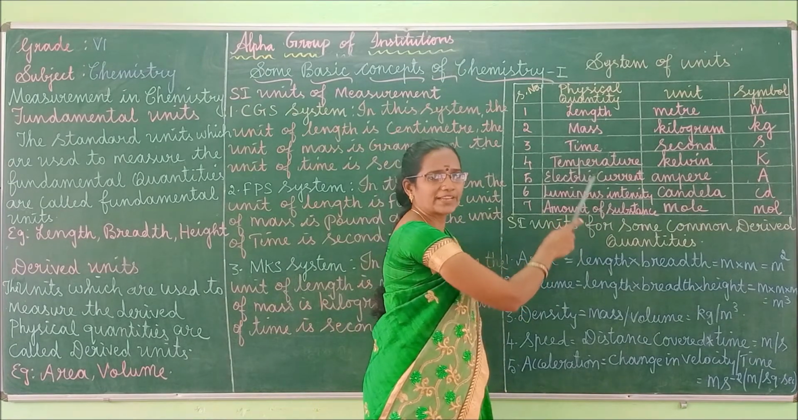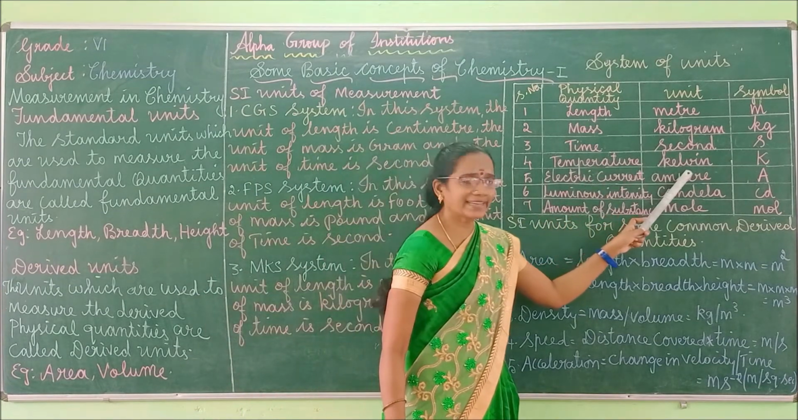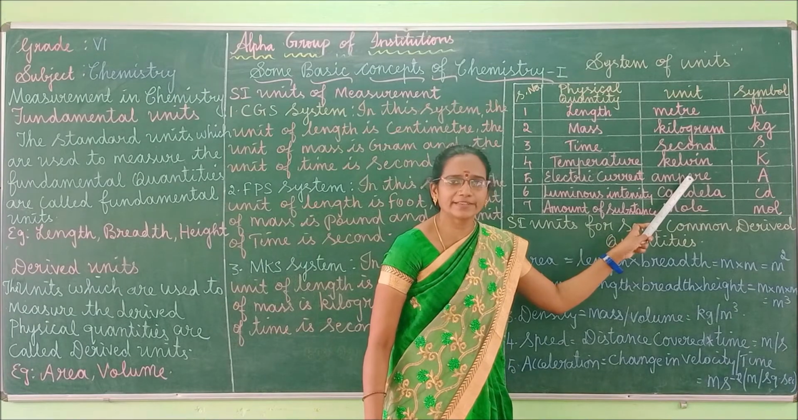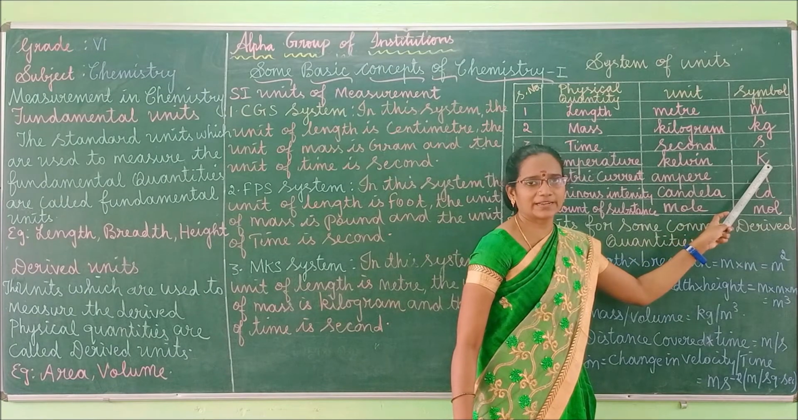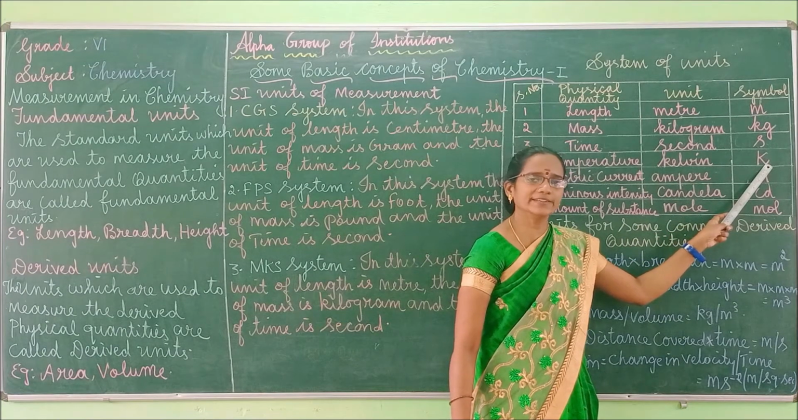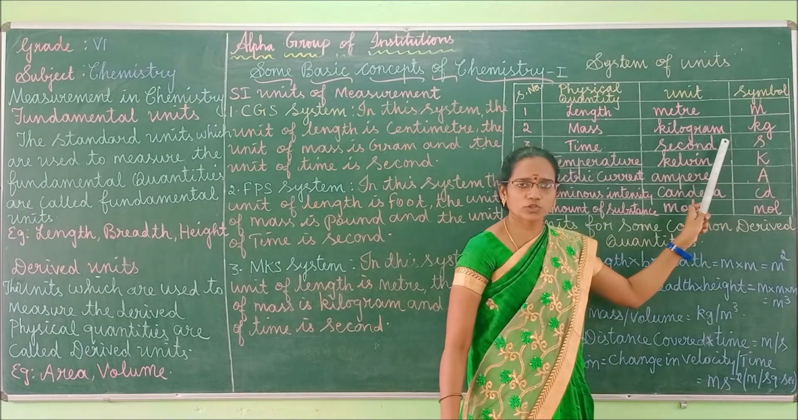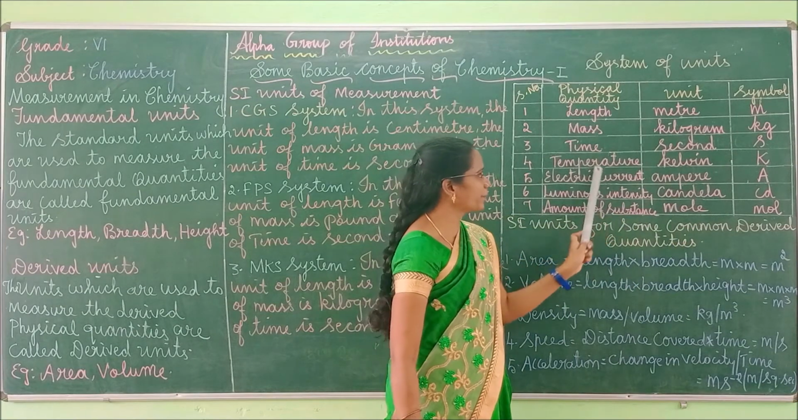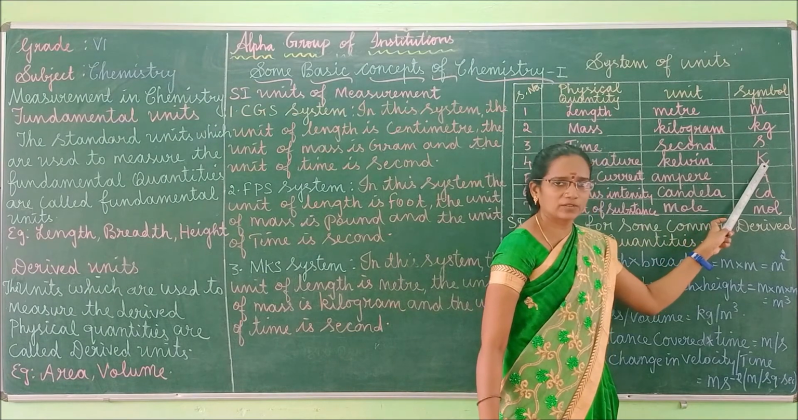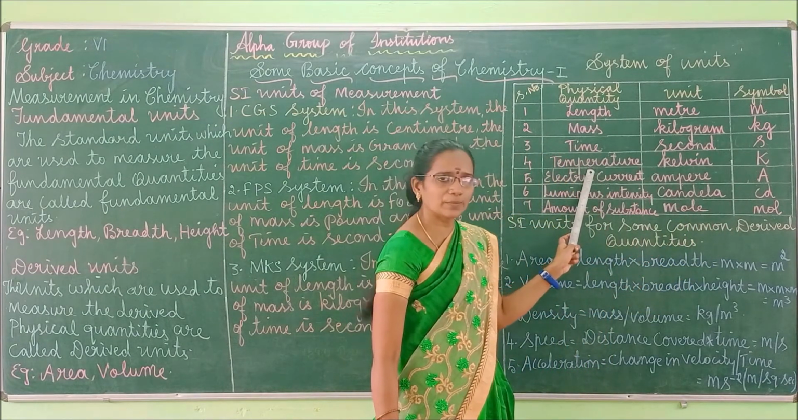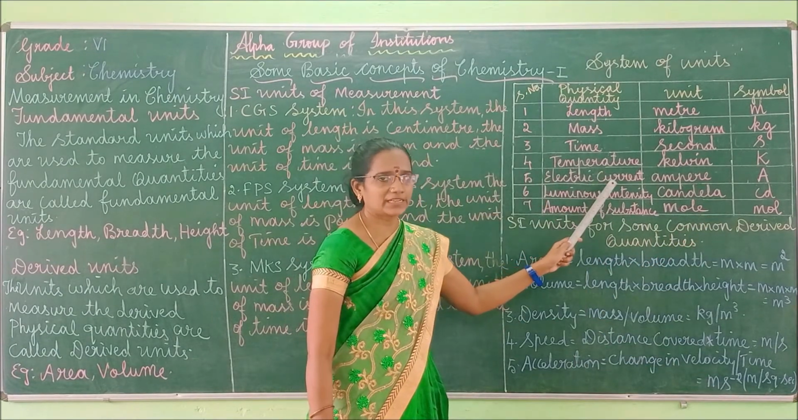Next one is temperature. Temperature is measured in Kelvin. Kelvin is the name of a scientist, so we have to use the first letter as a capital letter, capital K, for the symbol. Scientist name means we have to use a capital letter for the symbol. Otherwise we should use small letters. So what is the symbol of temperature? Capital K.